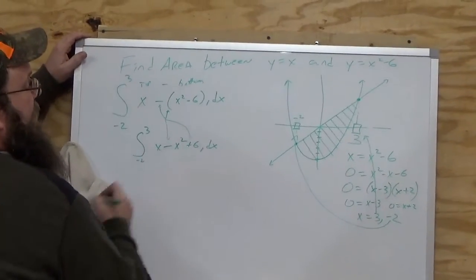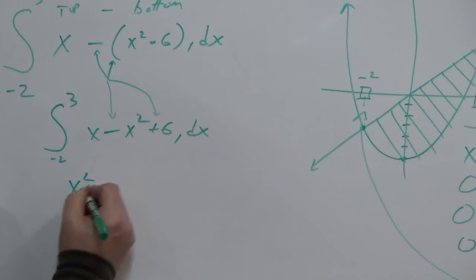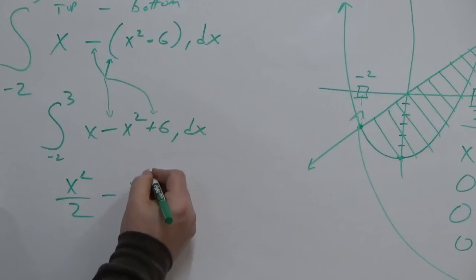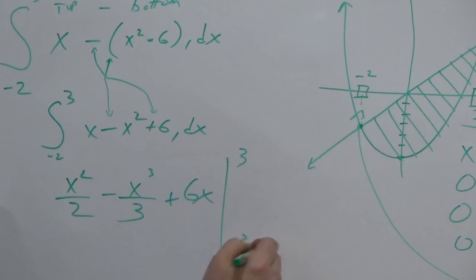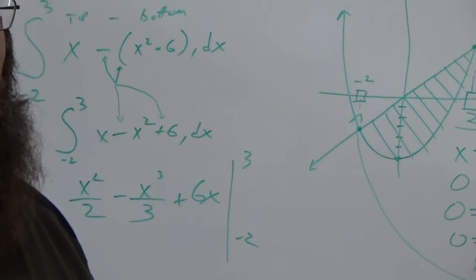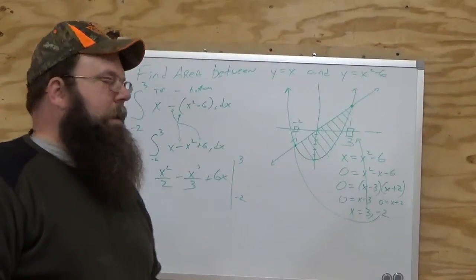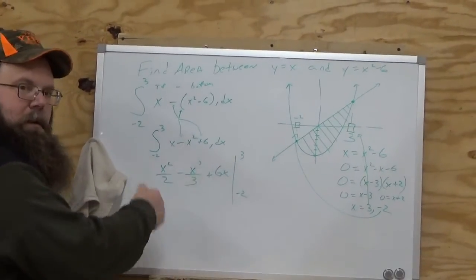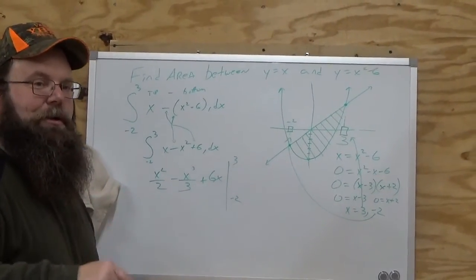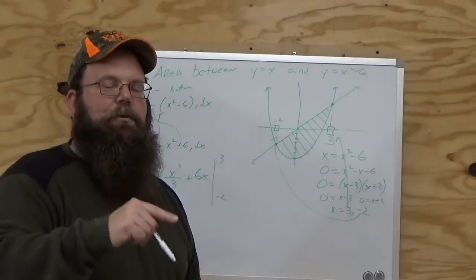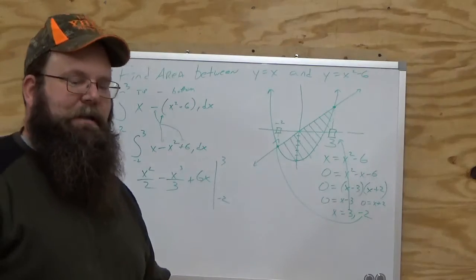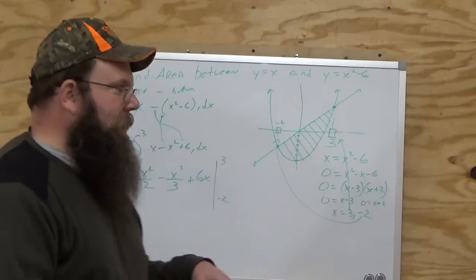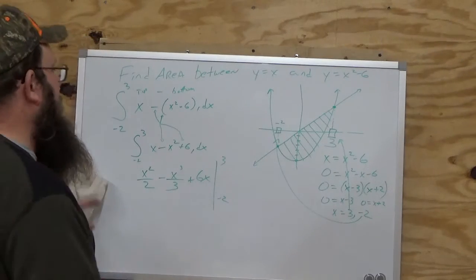So let's take the integral now. x squared over 2 minus x cubed over 3 plus 6x, evaluate from negative 2 to 3. We're not blessed with plugging in a 0 now, so we have to do a little bit of extra work. But look at that integral. A lot easier than those u-substitution ones we were doing last week and last month right before the closure of school. The integrals here tend to be very, very basic.